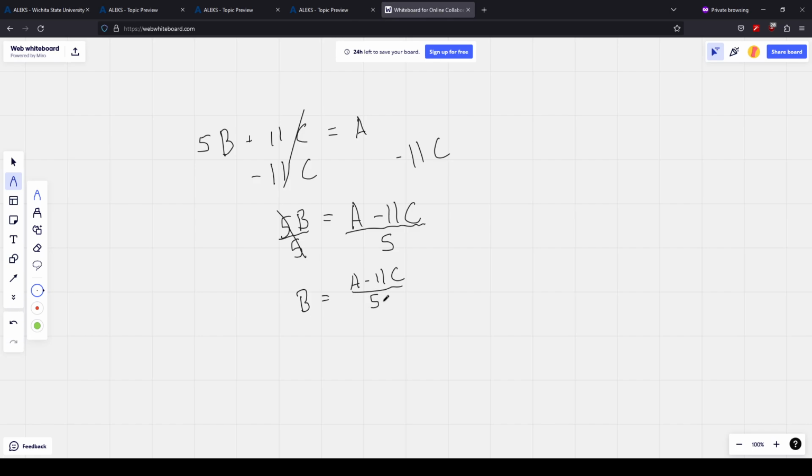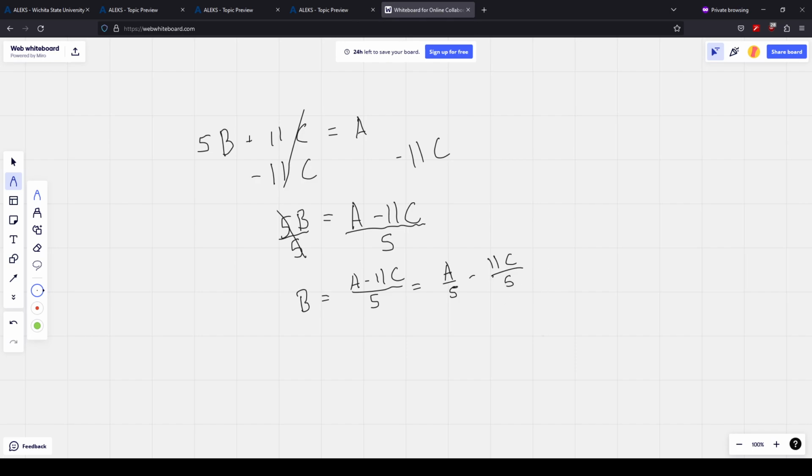Or again, if you wanted to write it out as two separated terms here rather than with a single denominator, you could write this as a over 5, minus 11c over 5. You might even sometimes see it as 11 over 5 times c. That would also be another way to represent this.